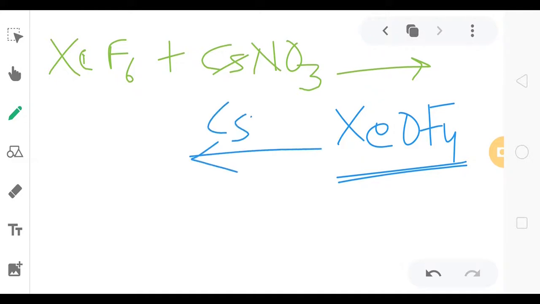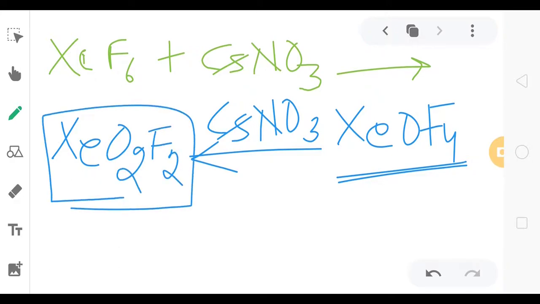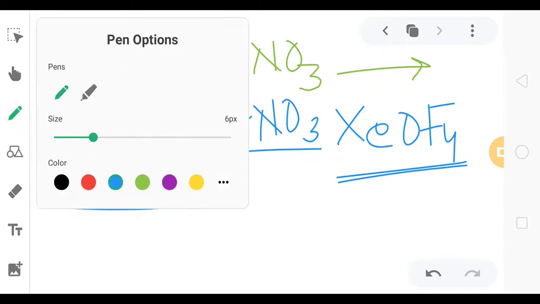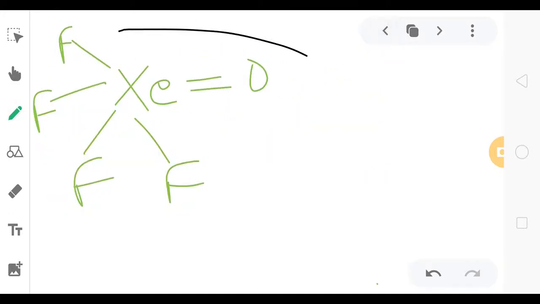Again, if you are adding more cesium nitrate, then you will also obtain XeO2F2. Very, very good compound. And I am telling you the trick of how to learn it. You know the structure of XeOF4.